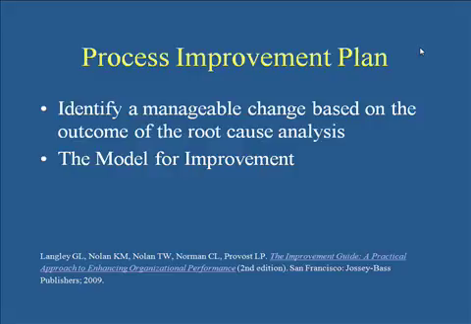In a process improvement plan, you want to identify a manageable change based on the outcome of the root cause analysis. A planned approach to improving things will give you a better chance of being successful. The model for improvement provides a framework for developing, testing, and implementing changes to the way things are done. This will lead to improvements. It consists of two parts. They're both equally important. The first part is the thinking part, and the second part is the doing part.